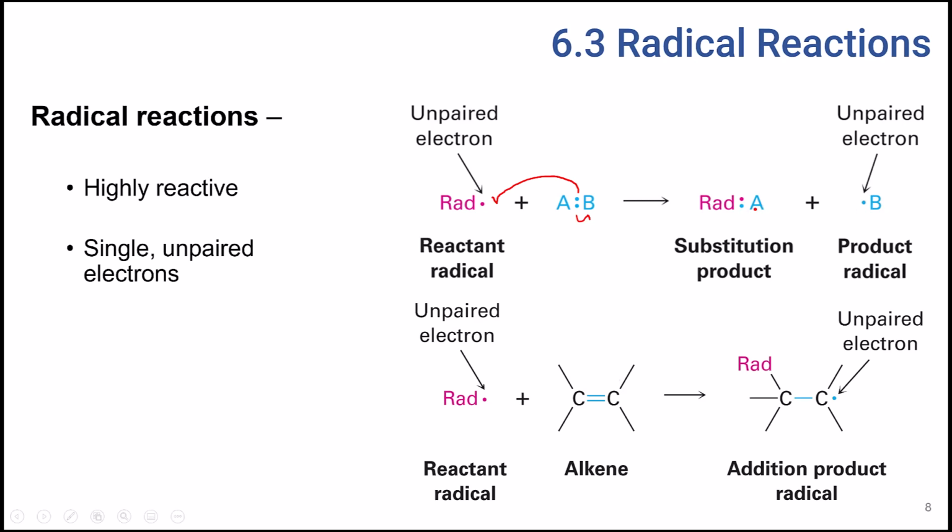We can also have this unpaired reactant radical, and one of these electrons from the alkene can form a new bond there. And then that goes on to the carbon. So we get this radical that forms and a new bond to the radical. So this is an addition radical product.